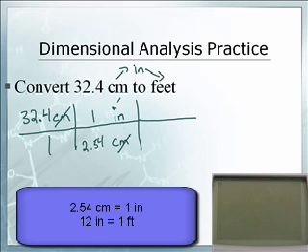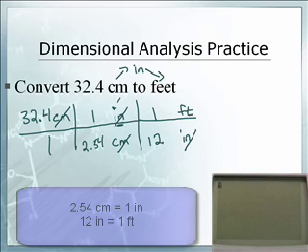Now I can make another railroad track fraction. I see inches are here on the top, so I'm going to put inches on the bottom, and I'm going to put feet on the top. And we did that just a minute ago. There are 12 inches in 1 foot. Now my inches cancel, and I'm left with feet.